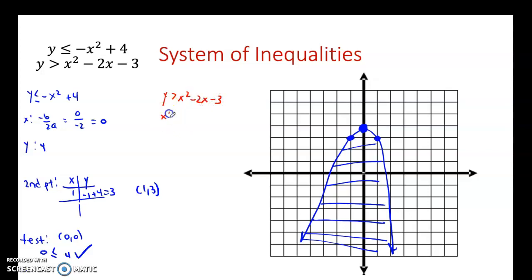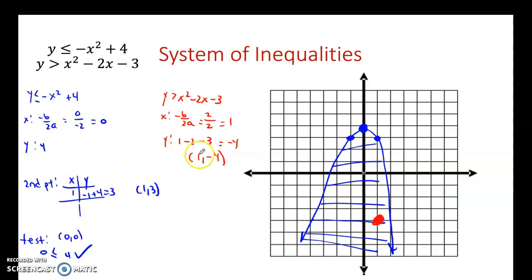So now the second one is y is greater than x squared minus 2x minus 3. So again, my x coordinate of the vertex is negative b over 2a. So we're going to have 2 over 2, which is 1. And my y coordinate, you're going to plug it in as 1 minus 2 minus 3, which gives me negative 4. So my vertex is 1, negative 4. And we're going to plot that. 1, 1, 2, 3, 4. I plot points as soon as I get them, so it doesn't get confusing.